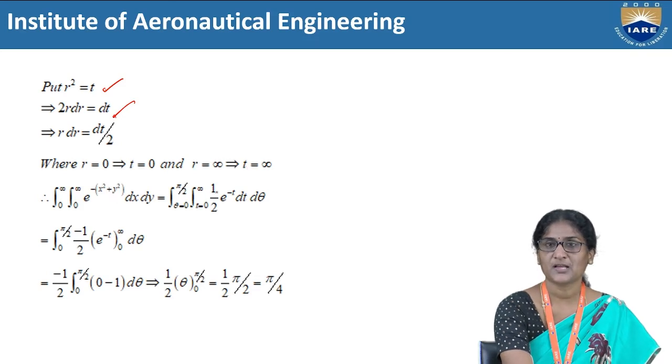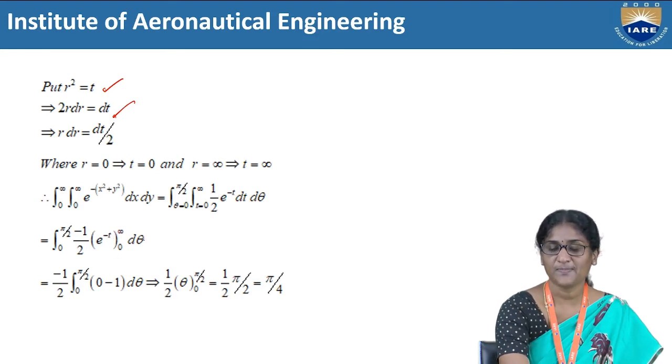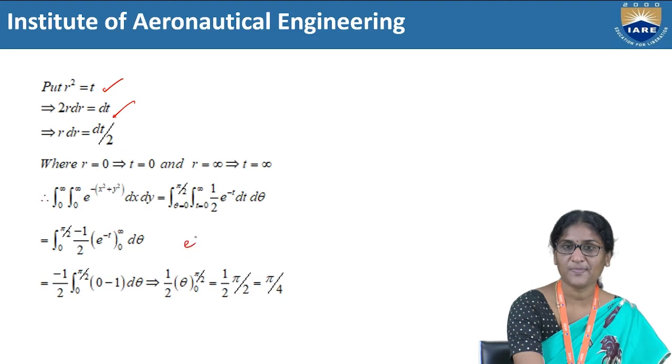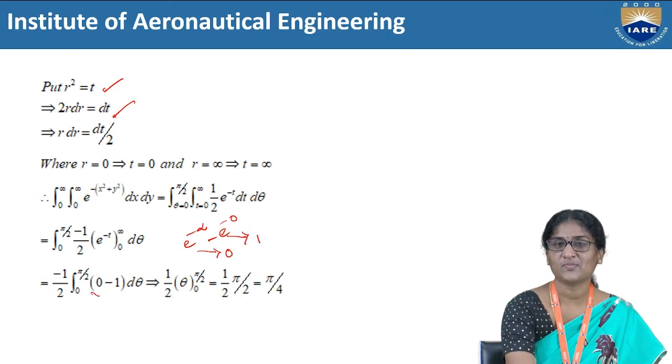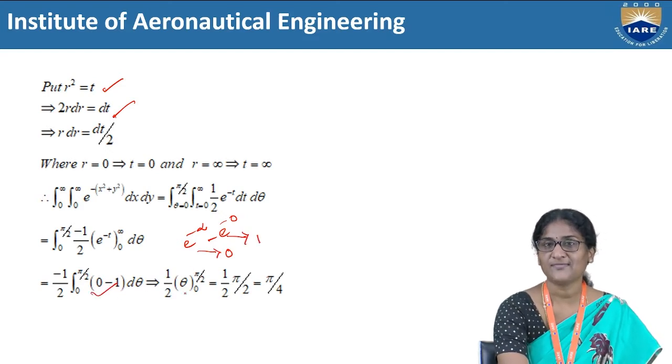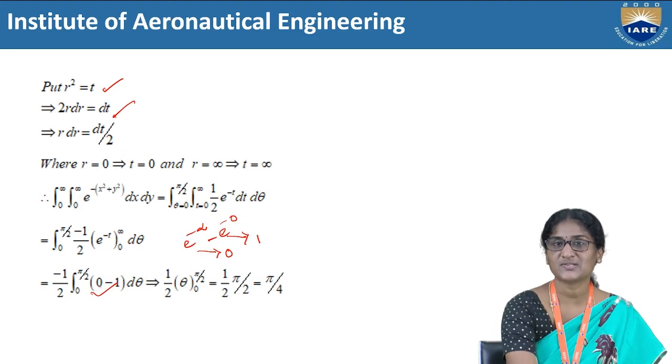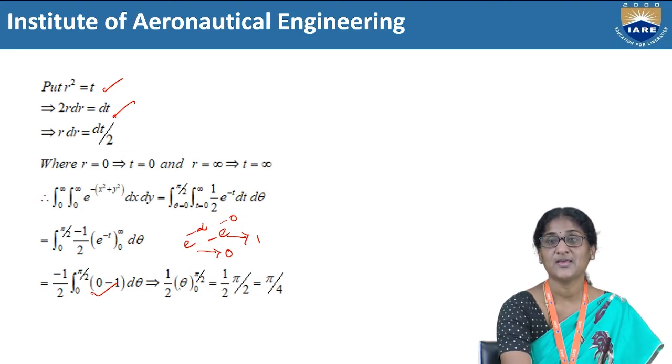Substituting all this, I got 1 by 2 e power minus t dt into d theta. The integral of e power minus t is e power minus t by minus 1, from 0 to infinity. So it comes to be e power minus infinity minus e power minus 0. e power minus infinity is nothing but 0, and e power 0 is nothing but 1. So I got it as 1 minus 0 minus 1, and how did I get it? Because minus 1 into minus gives plus 1, plus half into theta.